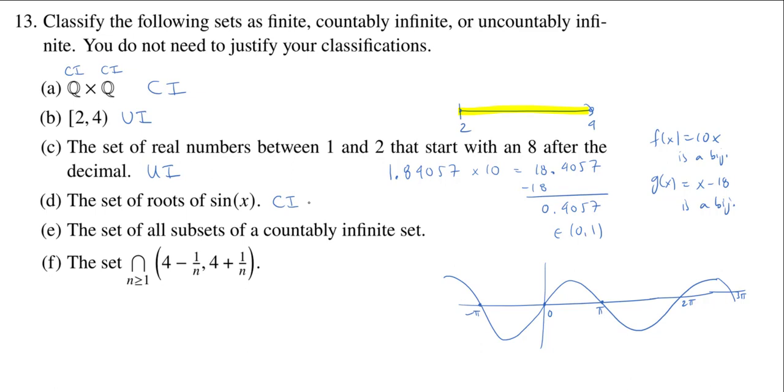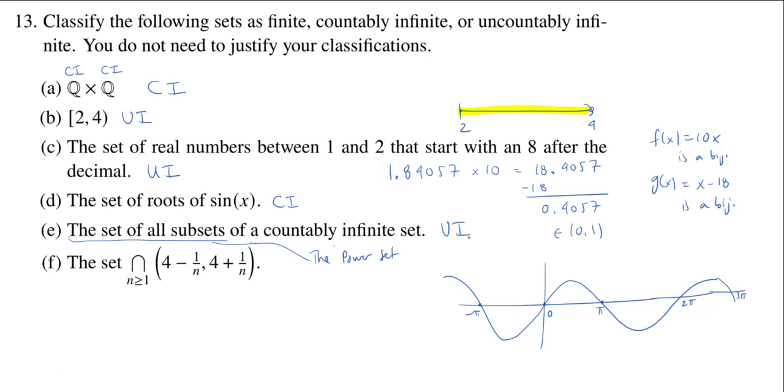All right, part E, the set of all subsets of a countably infinite set. So this is also known as the power set. The set of all subsets is called the power set of whatever set you're talking about. So this is the power set of a countably infinite set. And our uncountability omnibus lemma tells us that the power set of a countably infinite set is uncountably infinite.